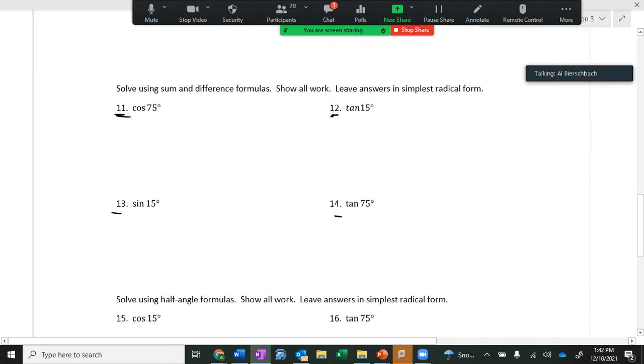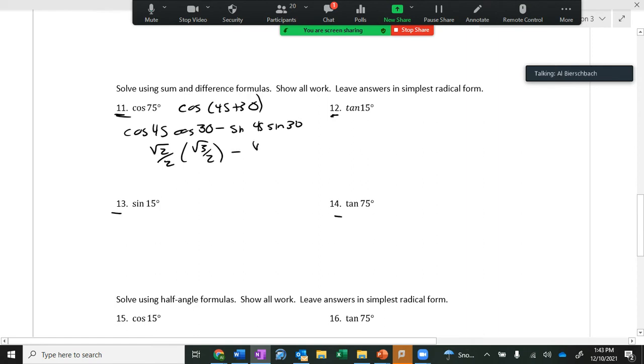Okay? So the cosine of 75 is the cosine of 45 plus 30, which is cosine of 45 cosine of 30 minus sine of 45 sine of 30, which is square root of 2 over 2, square root of 3 over 2, square root of 2 over 2, 1/2. So it's square root of 6 minus the square root of 2 all over 4.